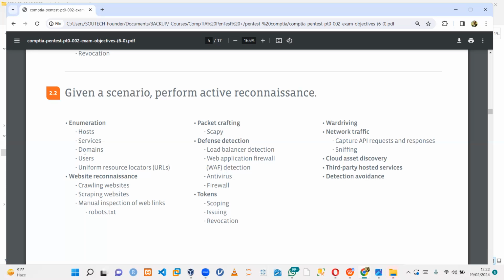You first understand who the users are. You first understand what the URLs are. So when you do this, then you can now proceed to the next stage, which is penetration testing.